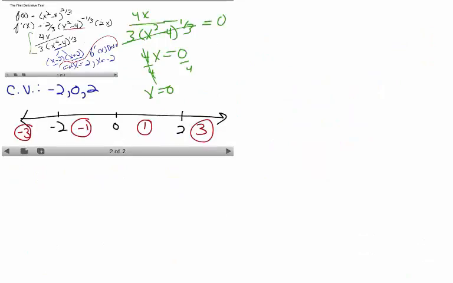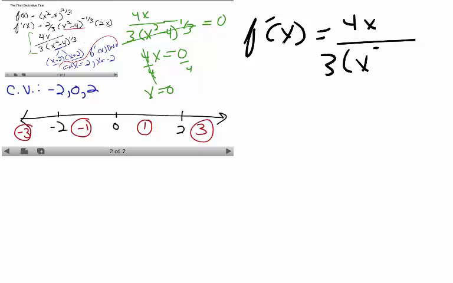Now, if we plug in our test values to f prime of x and get a negative value, then we know that the graph is decreasing at that point. If we plug in test values to f prime of x and get a positive value, then we know that the graph is increasing. So f prime of x equals 4x over 3 times (x squared minus 4) to the 1/3.